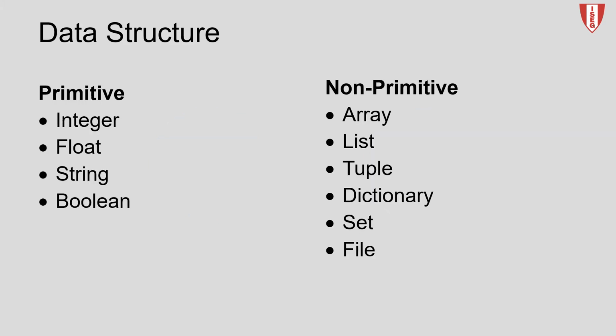In any language, we may identify primitive data structures and non-primitive data structures. In Python, we consider that integers, floats, strings, and booleans are primitive data structures. Examples of non-primitive data structures are arrays, lists, tuples, dictionaries, sets, and files.